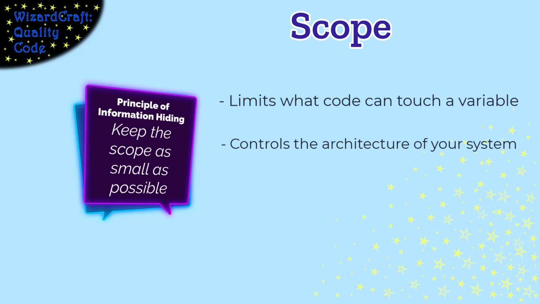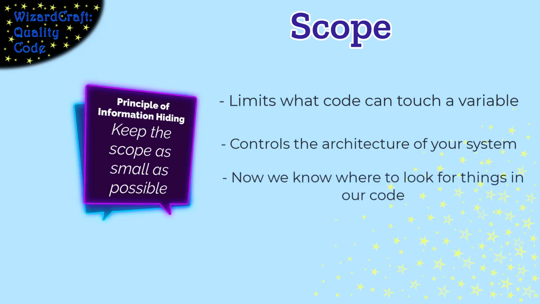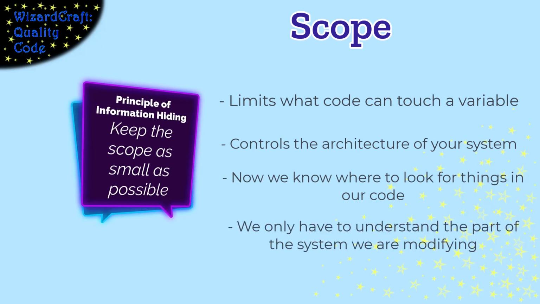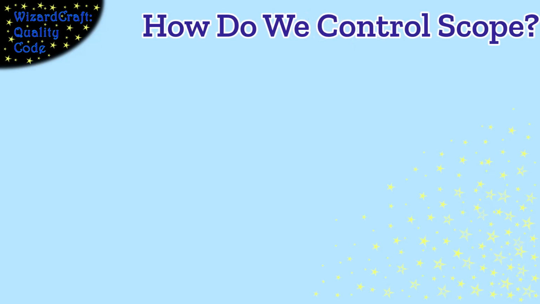Designing your system to limit scope results in a system that is partitioned into functional areas. That helps you find the pieces of code because you know where they ought to be. And it limits the amount of the system that you have to understand to be productive. Languages have different ways for you to control scope.